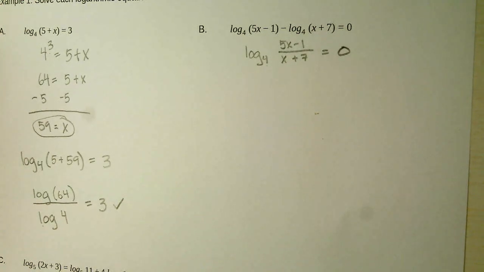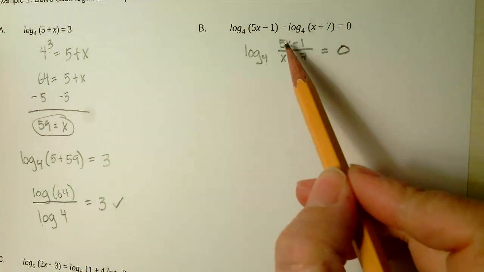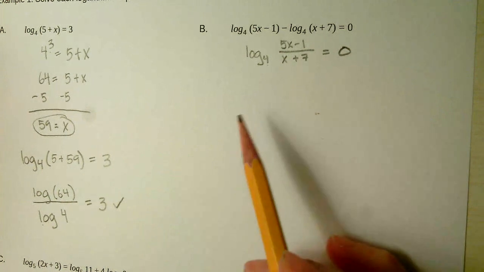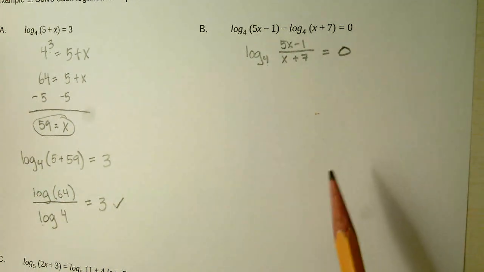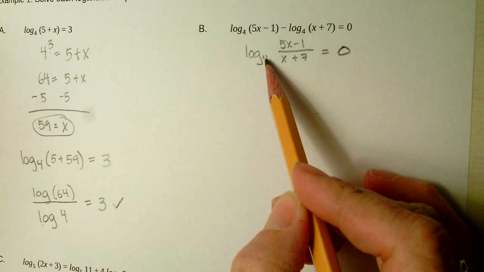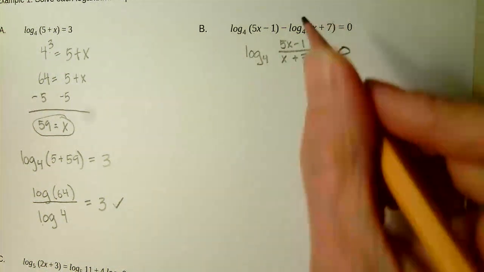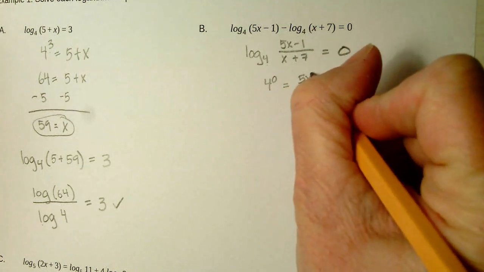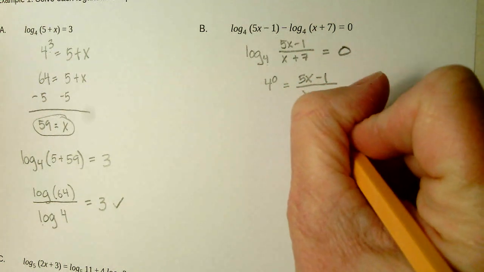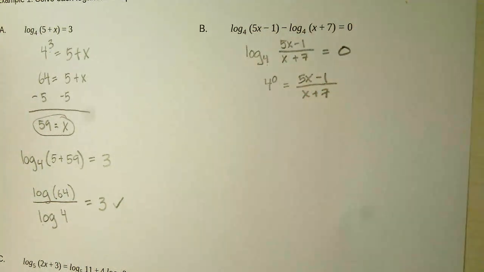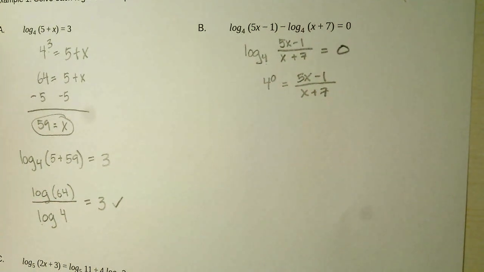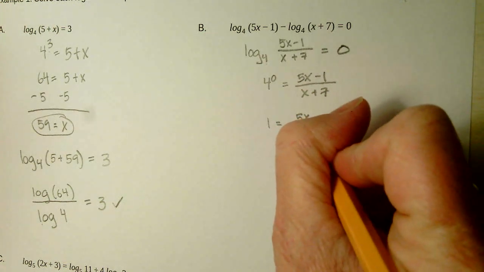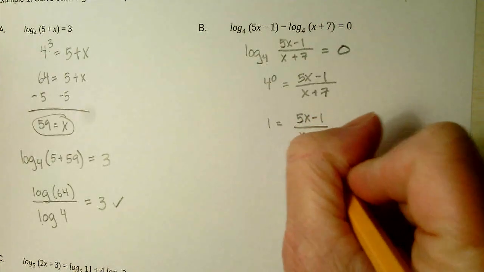Okay, a common mistake here is that people set (5x minus 1) over (x plus 7) equal to 0. That's not what this log statement is saying. You still have to use the definition of a log. The definition of a log says that 4 to the 0 power is equal to (5x minus 1) over (x plus 7). So now we're evaluating again. 4 to the 0 is 1, which is equal to (5x minus 1) over (x plus 7).